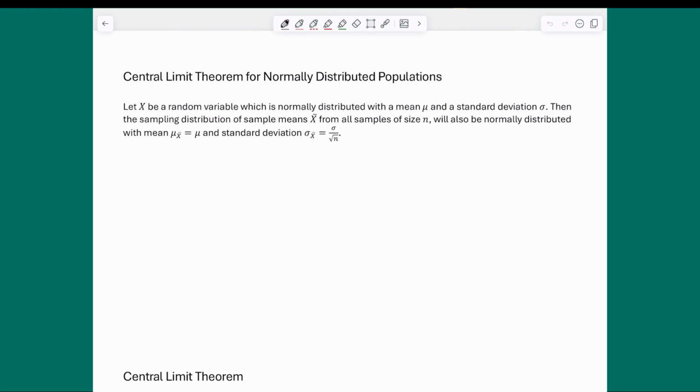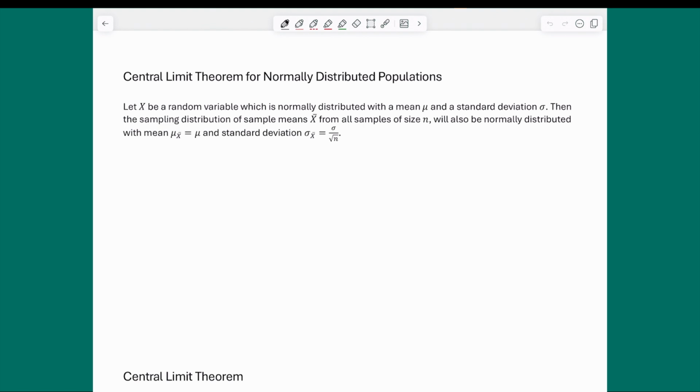Okay, so in this video we're going to go ahead and review the central limit theorem. The focus is to try to understand the theorem and do some simple calculations. Okay, so the first version of the theorem is for normally distributed populations.